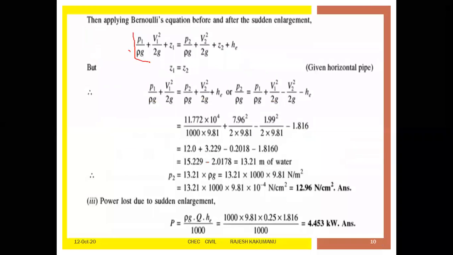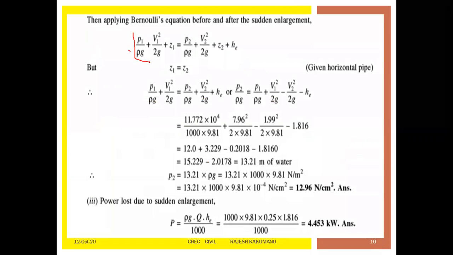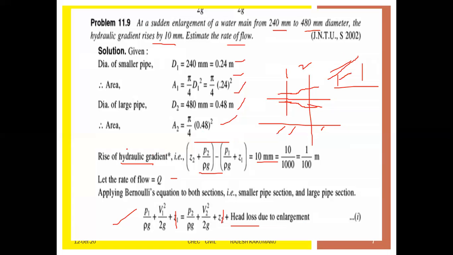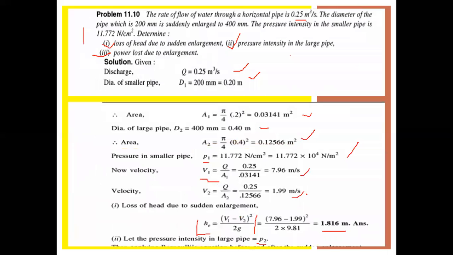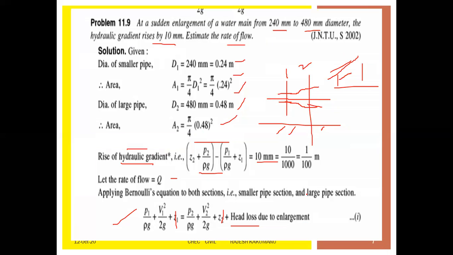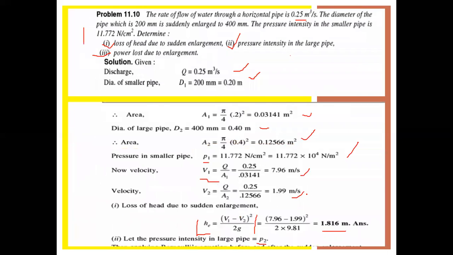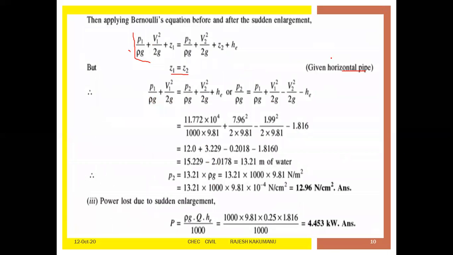This is the Bernoulli's equation formula: P1 by rho g plus V1 square by 2g plus Z1 is equal to P2 by rho g plus V2 square by 2g plus Z2 plus He. Here there is no pressure gradient formula with Z, so Z1 is equal to Z2, because it is a horizontal pipe. In the initial problem, why did we keep Z1 and Z2? Because there the hydraulic gradient formula was shown. Until now we used the gradient line, but here there is no hydraulic gradient, so we have to equalize Z1 to Z2. Why? Because it is a horizontal pipe.